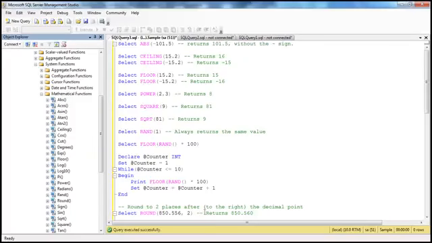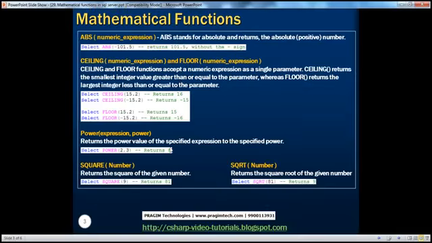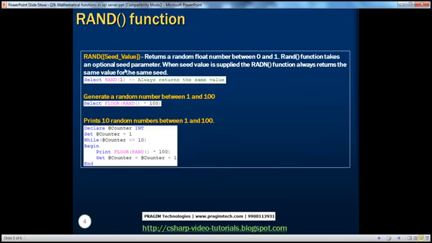Okay, now I'm not going to execute all these queries that we have seen because they're pretty straightforward. You can just understand them and you can run them in SQL Server Management Studio. So let's start with the rand function.